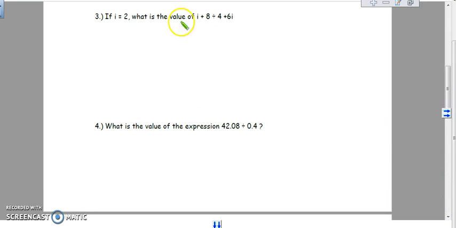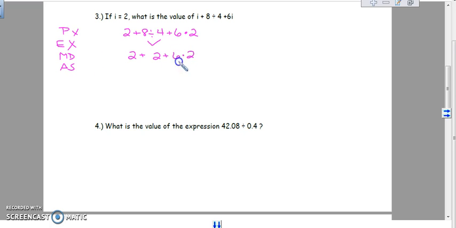If i equals 2, what is the value? So let's substitute in 2 plus 8 divided by 4 plus 6 times, because it's touching, i, which was 2. Please excuse my dear Aunt Sally. No parentheses, no exponents, multiplication and division. I do what comes first. So if I look, there it is. Division happens to come first in this problem. So 8 divided by 4 is 2.